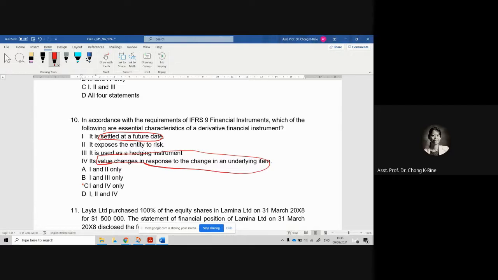Now, it exposes the entity to risk. Okay, derivative is risky, as I've told you. However, we can use a technique called hedging. Sometimes students are so good and think too much and choose the wrong one. Yes, derivative is very risky. However, we can apply an accounting technique called hedge accounting to hedge against the risk. Hedge against the risk means mitigate the risk, reduce the risk. So the derivative can be very risky, or it can help us reduce the risk. Therefore this statement is not totally correct. It depends how you use it.